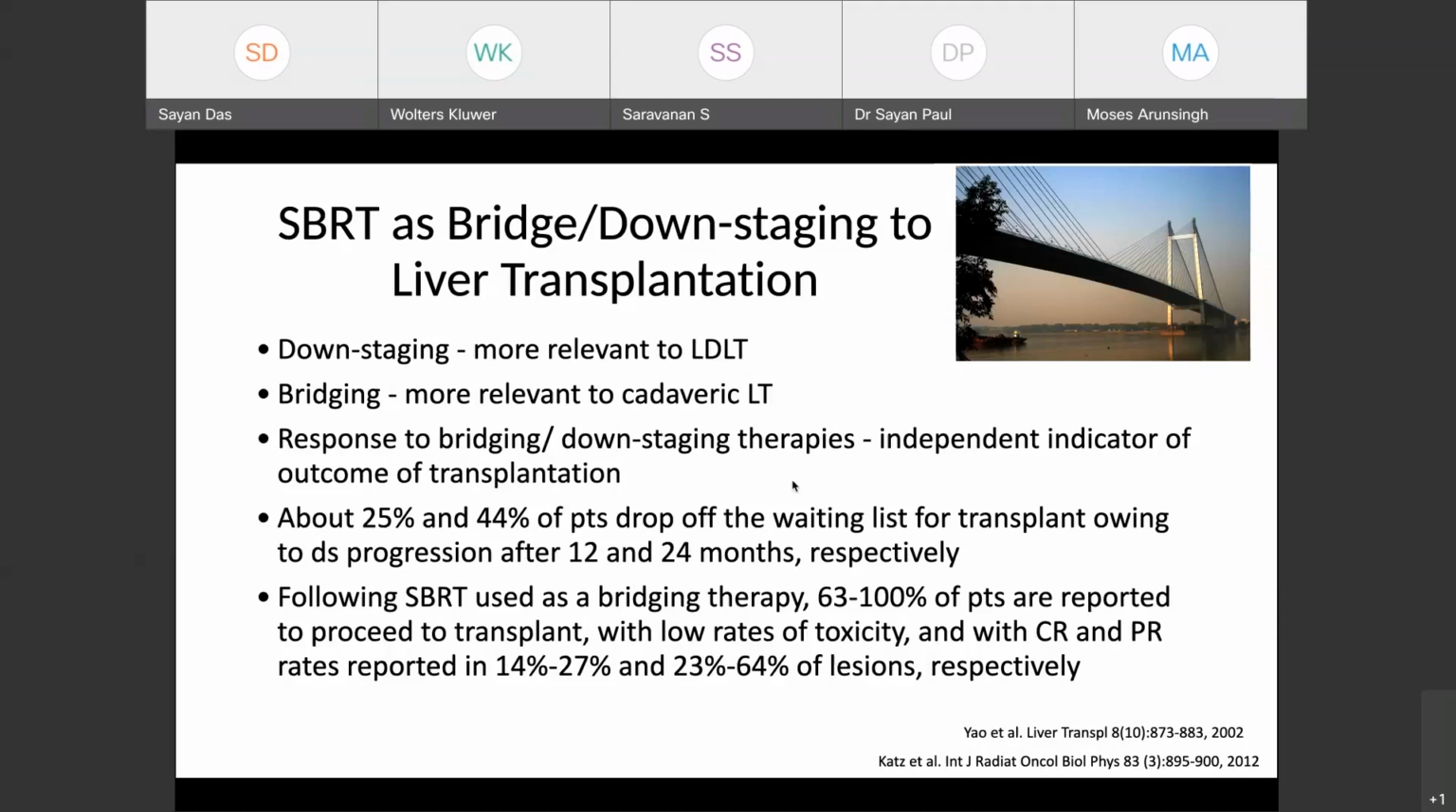Just to quote some data, almost half of the patients drop off the waiting list if they are waiting for transplant, even at the end of 2 years, because of disease progression. And in this role as a bridging therapy, with SBRT, 63 to 100% of the patients proceed to transplant with very low rates of toxicity, with CR rates of 14 to 27% and PR rates of 23 to 64%.